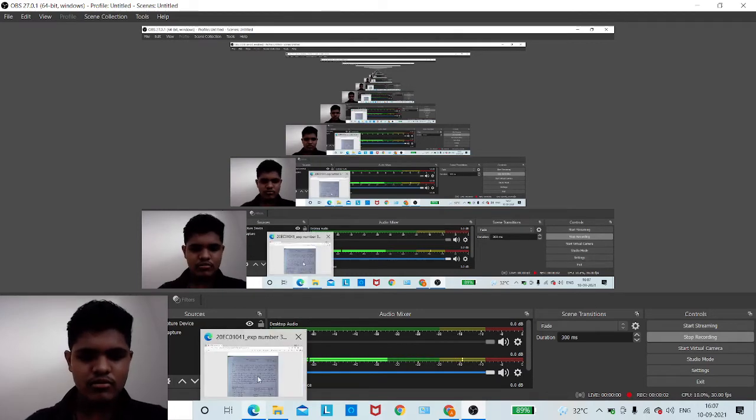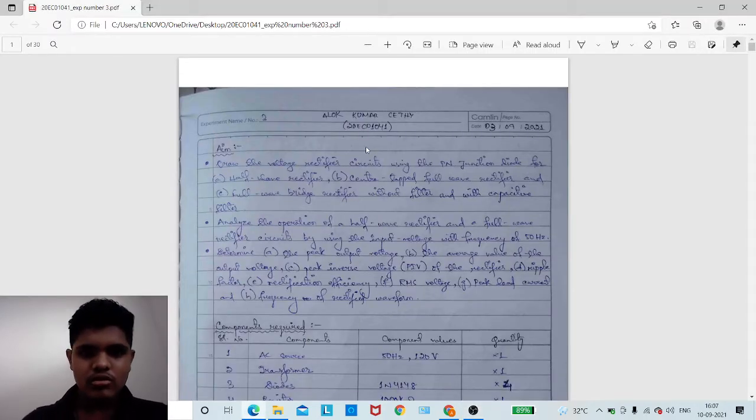Hello everyone, good afternoon. Today I am going to explain experiment number 3 of the introduction to electronics laboratory. The aim of the experiment is to draw the voltage rectifier circuits using the PN junction diode: a half wave rectifier, center tap full wave rectifier, and full wave bridge rectifier, without filter and with capacitive filter.